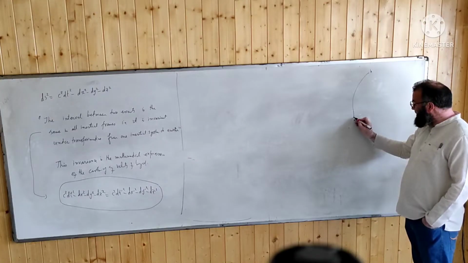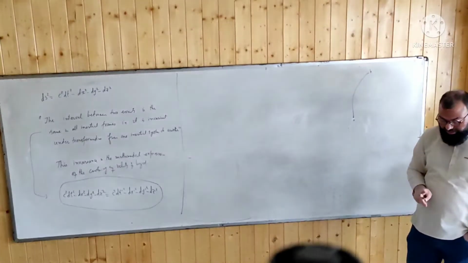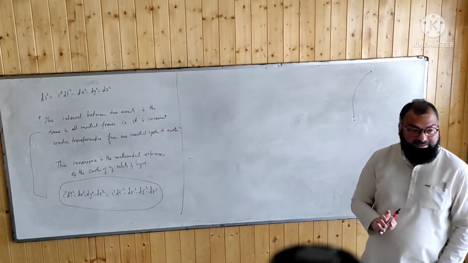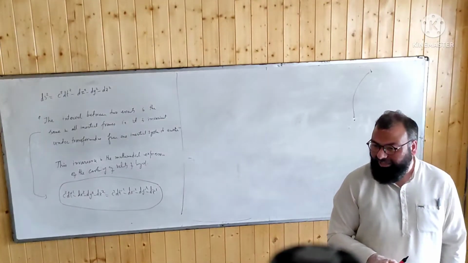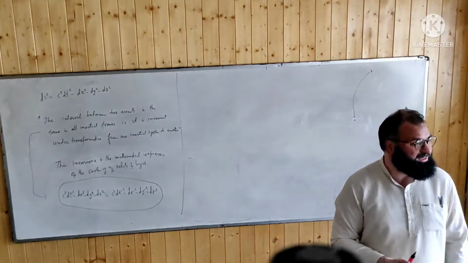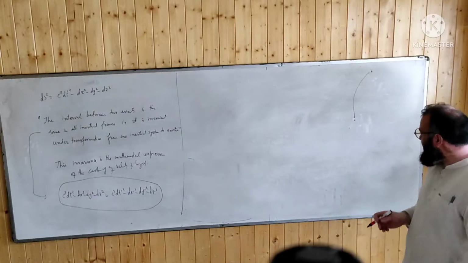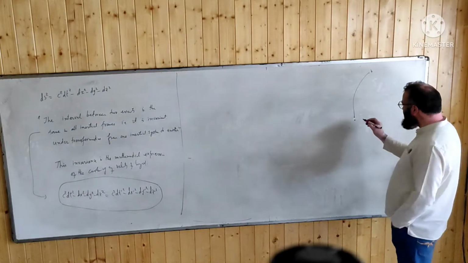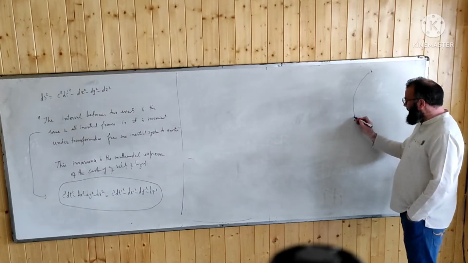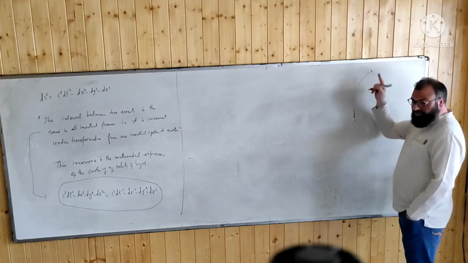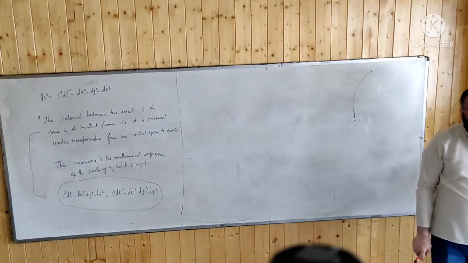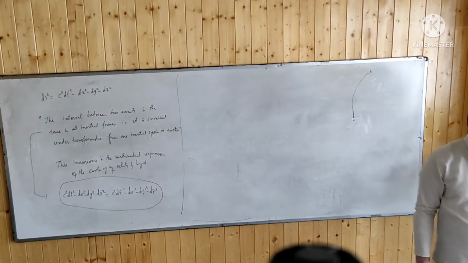A frame of reference always consists of two things: a meter rod to measure the length and a clock to measure the time. So that means at every point you can assign a clock, and this clock is moving from point A to point B. Now let's try to measure the time on a moving clock.